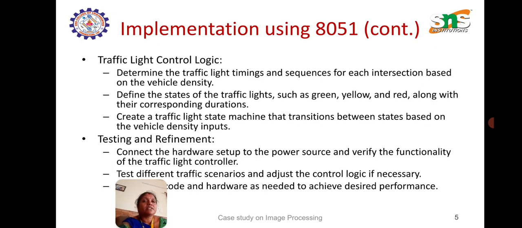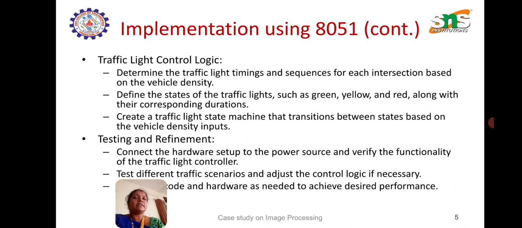The next stage is traffic light control logic. We have to determine the traffic light timings and sequences for each intersection based on the vehicle density. Define the states of traffic lights such as green, yellow, red, along with their corresponding durations. First we have to select the duration and create a traffic light state machine that transitions between states based on the vehicle density inputs. We have to give more time for the denser side and less time for the other, and even if the green light glows, we have to check the density.